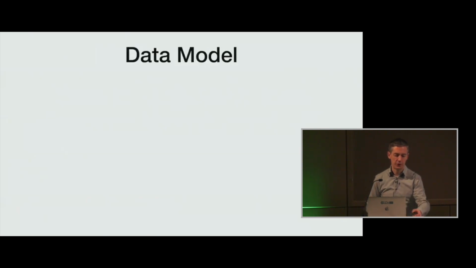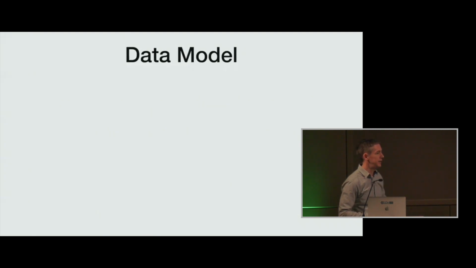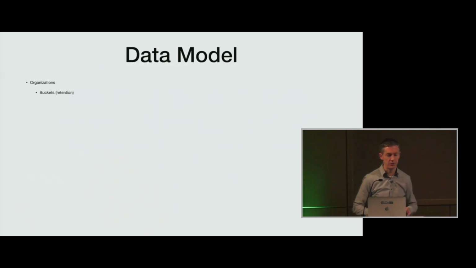So the data model for 2.0, this isn't by any means complete. There's more to it, but these are the big, important, high-level concepts, I think. So as I mentioned, you have a concept of organizations. Beneath organizations, you have what we're calling buckets. And a bucket is basically the combination of a database and a retention policy put together, right? So a bucket has a period of time that you're going to keep data around. That could be forever, it could be for a week, it could be for a day.